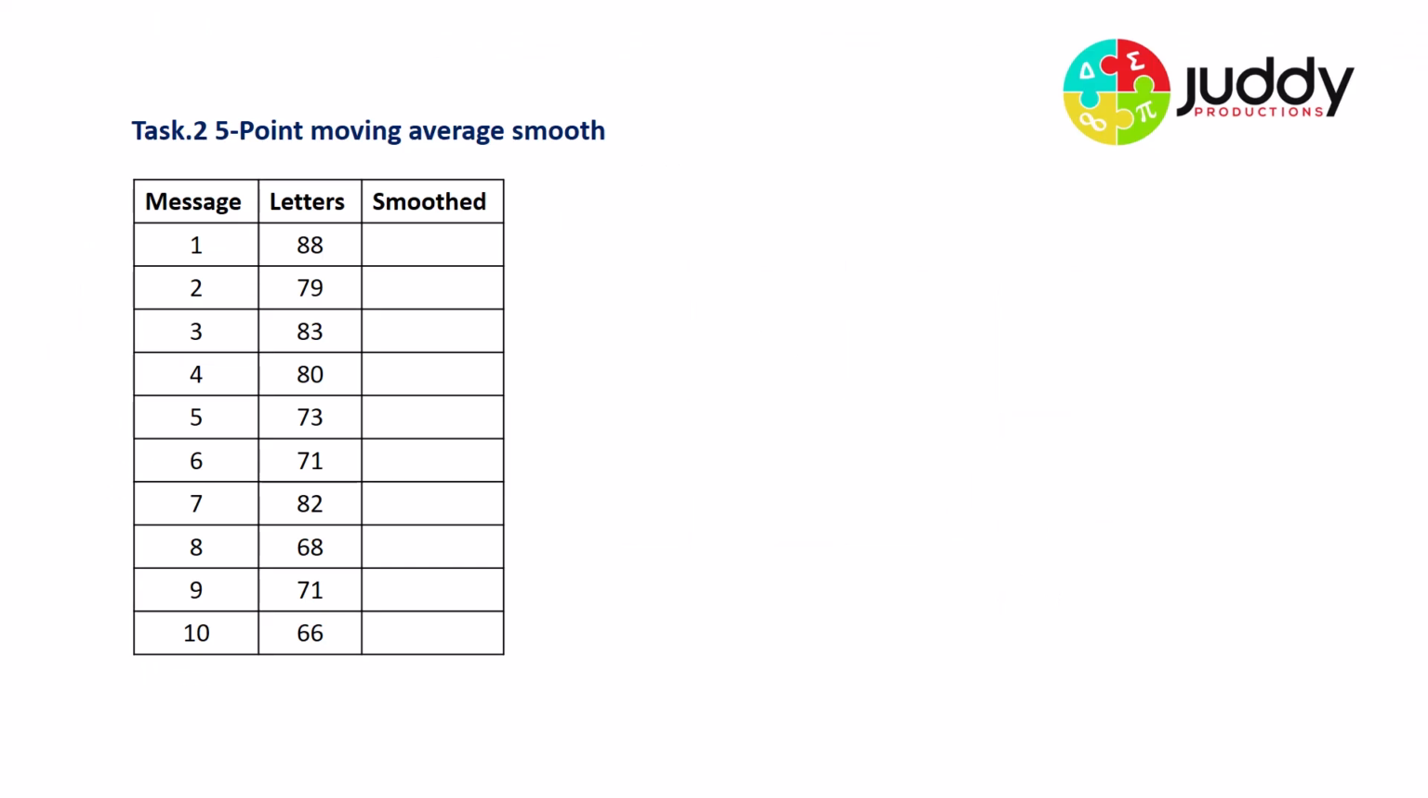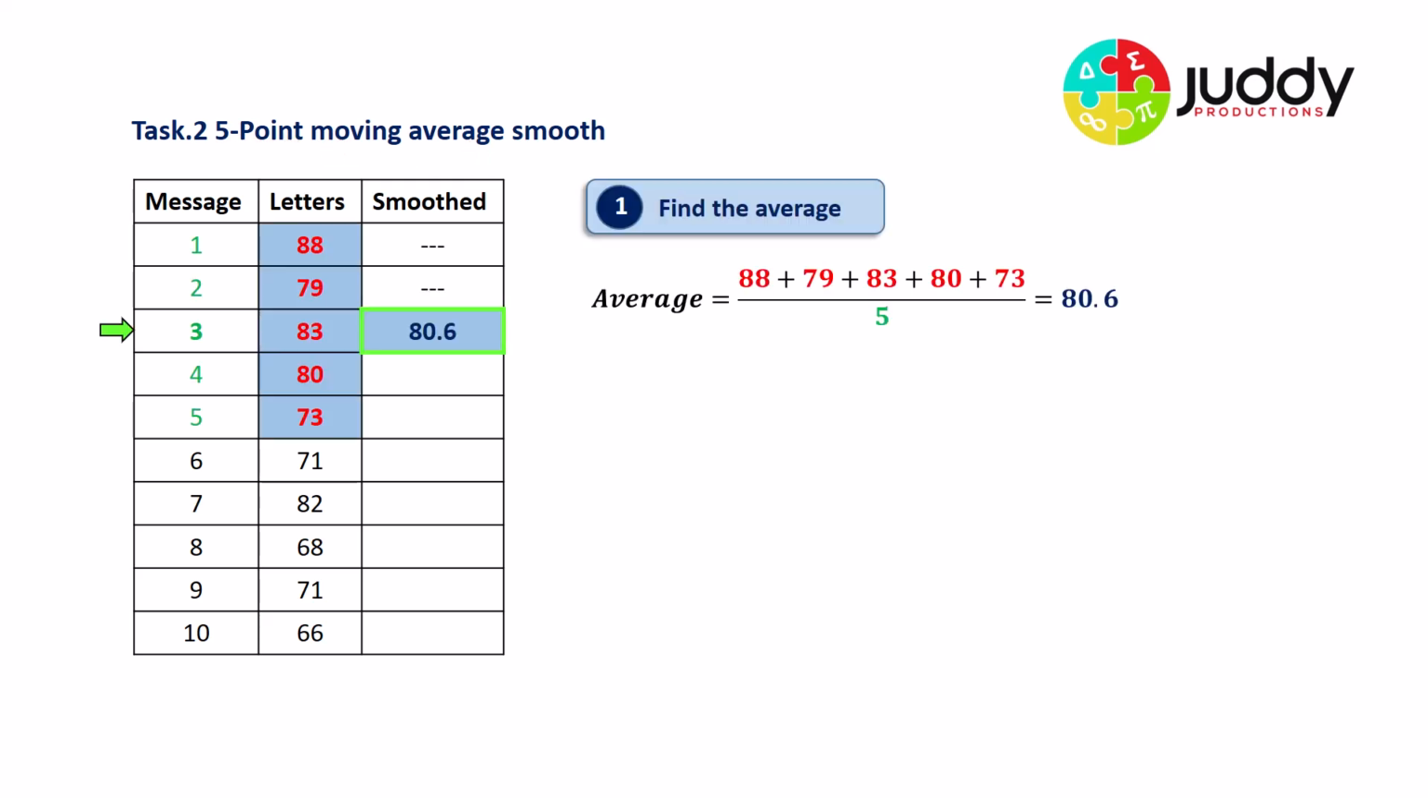Now let's have a look at our 5-point moving average smooth. Again, the name suggests very clearly what we're doing. This time we're going to take 5 points and work out the average. So the first 5 points, we have message 1, 88 letters. Message 2, 79, 83 for message 3, 80 for message 4, 73 for message 5. We add them together, and always to find the average, we divide by the number of entries. So divided by 5 gives us a value of 80.6.